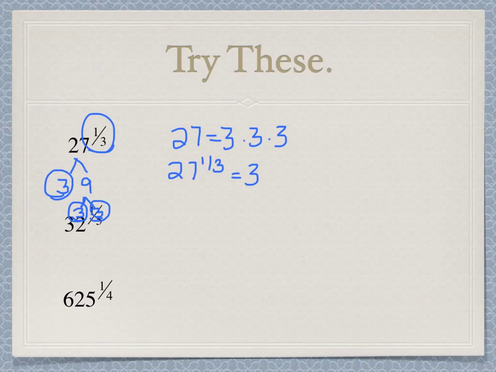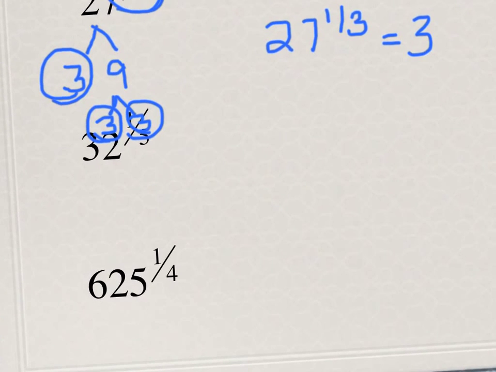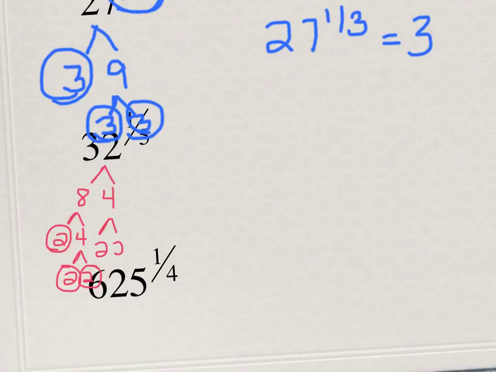Let's try the same thing for 32. I'm going to zoom in a little bit so that you can see it. 32. What times what makes 32? Well, 8 and 4 make 32. Neither one of those are prime because 8 can break down into 2 and 4. Now 2 is prime, 4 is not. 4 can break down to 2 and 2. Those are both prime. Okay, so 32 is equal to 2 times 2 times 2 times 2 times 2.